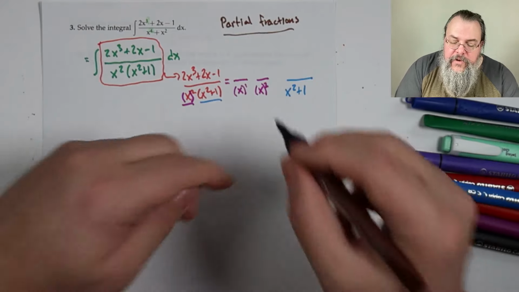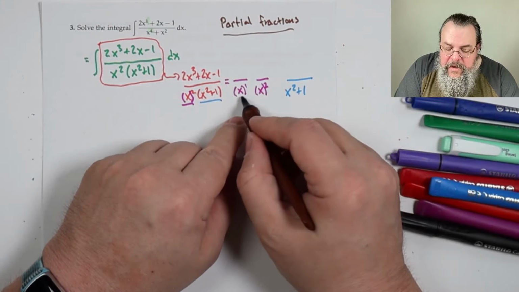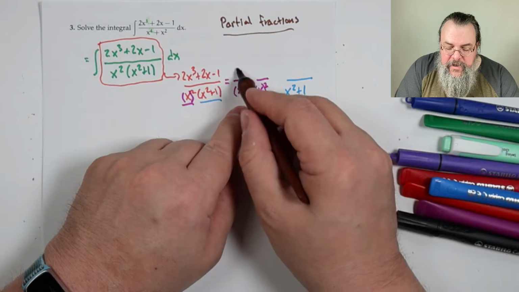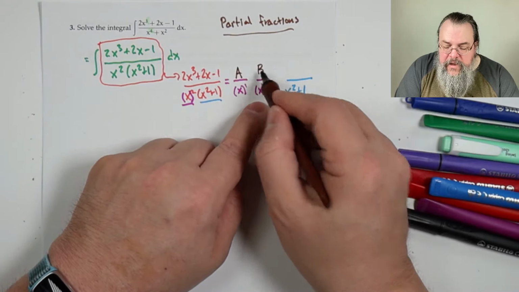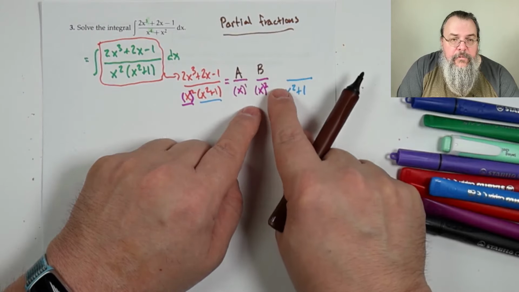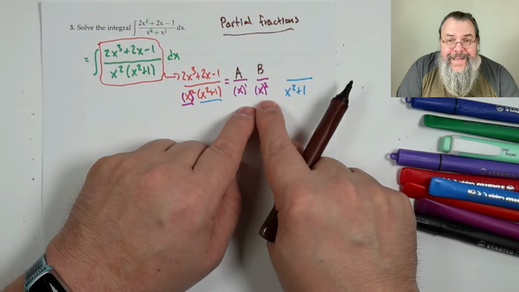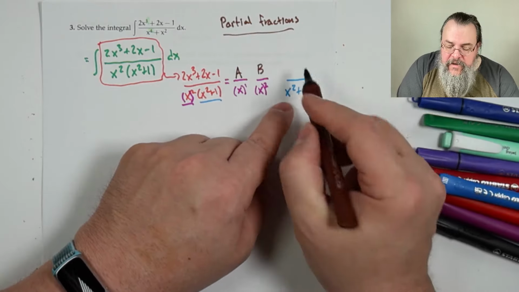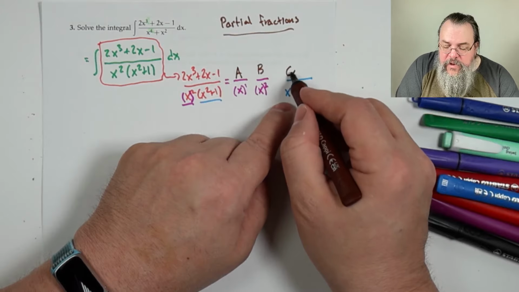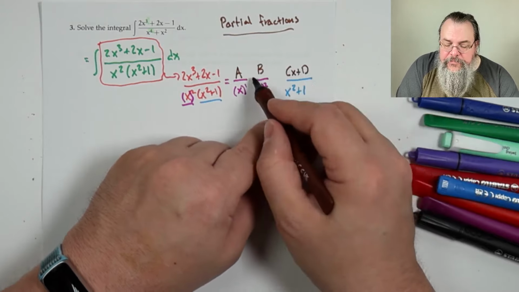So when I have things like linear terms, I put constants, so a and x. Now, don't think of it as x squared. Think of it as x. Focus on the inside part. And here, this is an irreducible quadratic, so I'm going to have two things upstairs, cx plus d.